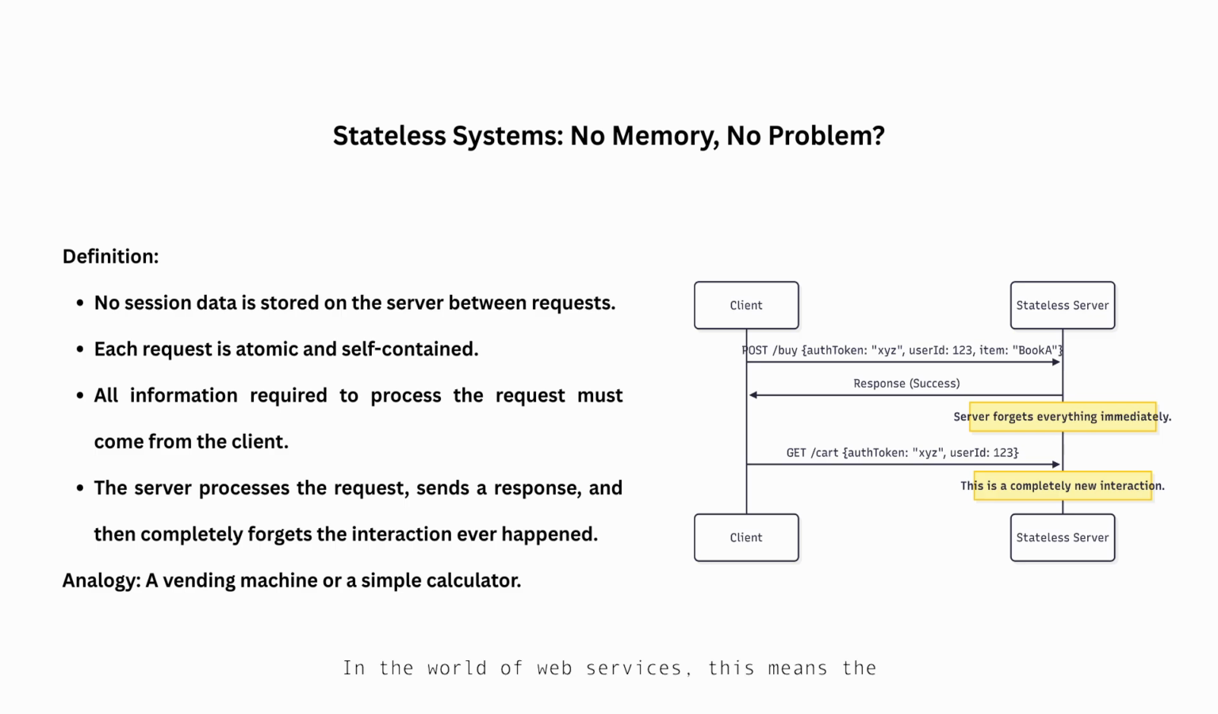In the world of web services, this means the client has to provide all the necessary context with every single request. Think about a REST API. You don't just ask for /me. You send a request to /me and include the authorization header with the token. The token contains everything the server needs to identify you and process your request. Once the server sends back your profile data, it wipes its hands clean. It doesn't remember your token or who you are. The next time you call, you have to present your credentials all over again.